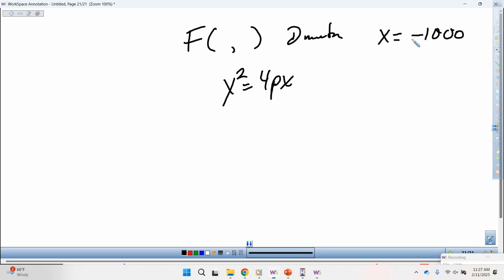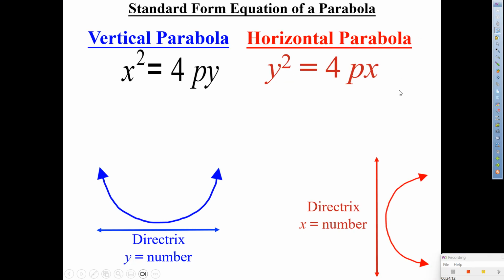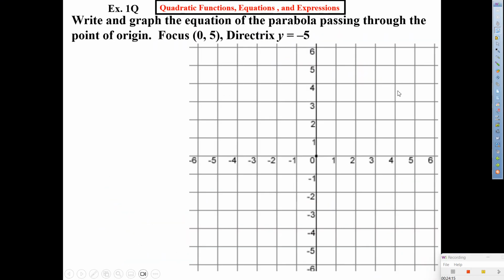Now, why is that so important? Because you're going to copy this next problem. Oh, this one. Example 1. Write this down in your notes. Write and graph the equation of the parabola passing through the point of origin with focus (0, 2) and directrix y equals negative 2. And on the right of that, I want you to make the coordinate plane from negative 6 to 6. I'll give you some time. Go.